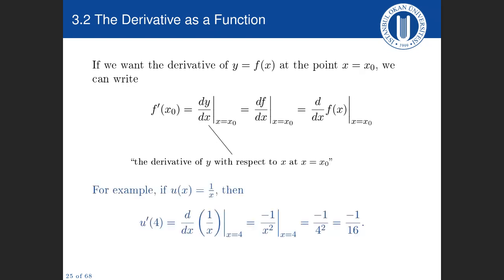So, for example, if we had the function u of x is equal to 1 over x, then u prime at 4 means d dx of 1 over x at x equal to 4. The derivative of 1 over x is minus 1 over x squared. So this is equal to minus 1 over x squared at x equal to 4. And then we could replace the x by 4 to get minus 1 over 4 squared, or minus 1 over 16.